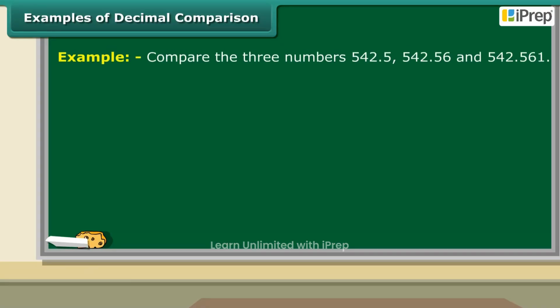Compare the three numbers: 542.5, 542.56 and 542.561. All three numbers have the same whole number part, but their decimal parts are different.